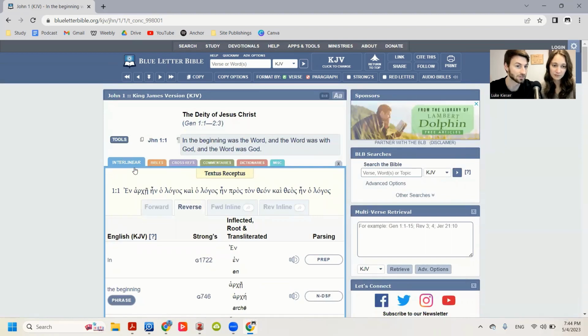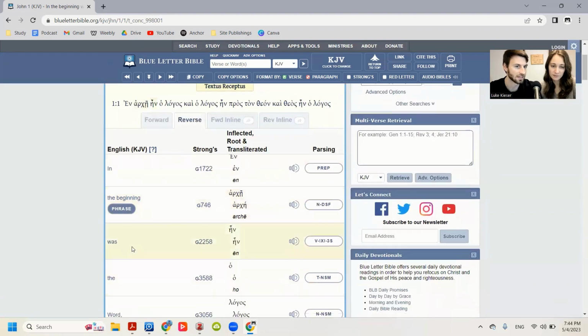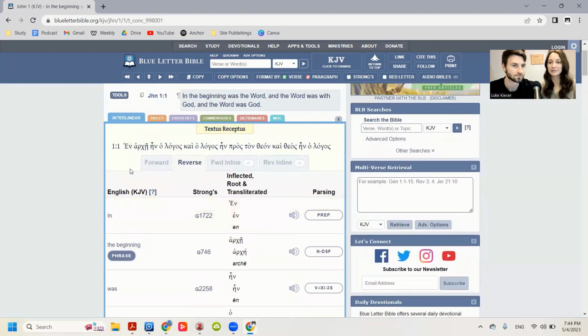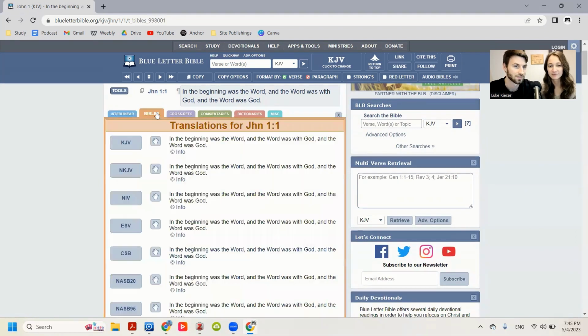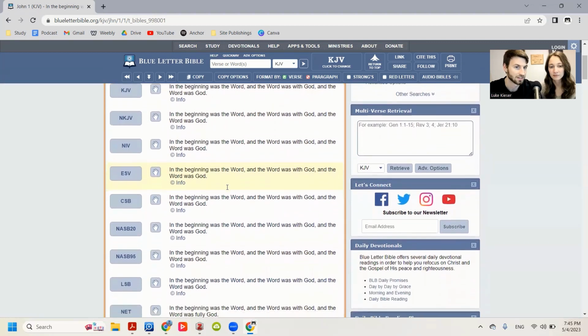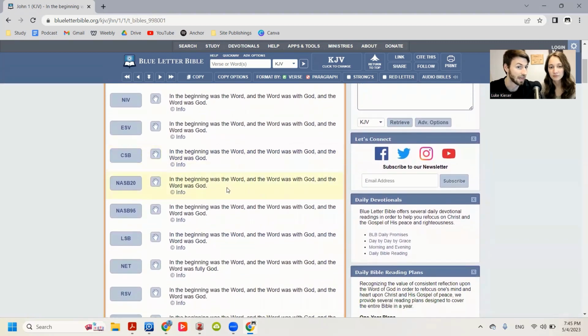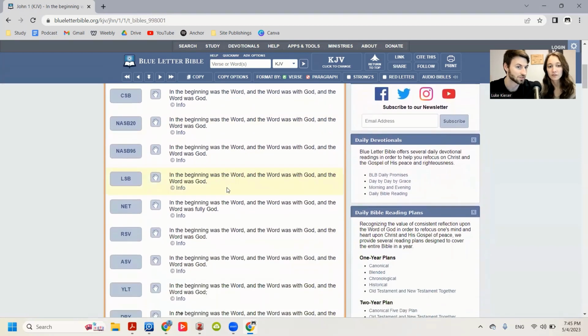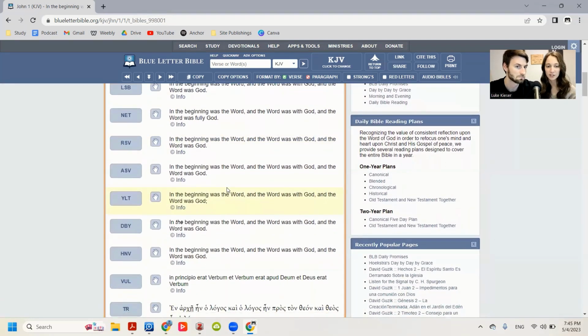So this is the interlinear tab, which just means that it lines up the English with the original language. So in the New Testament with the Greek. Oh, so it's like interlining, like lining up. Yeah, lining them up. The next tab is the Bibles tab. And you can see here, it just takes the verse and you can see how it's translated in a whole bunch of different translations. So it's just comparing different translations for that one verse.